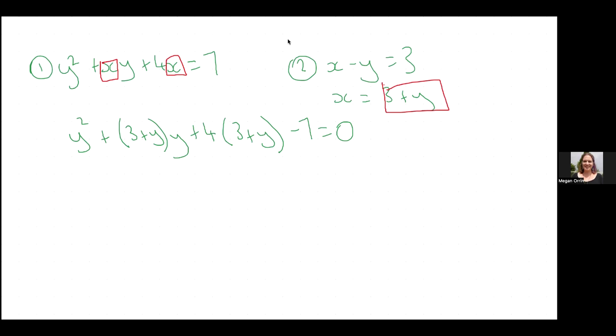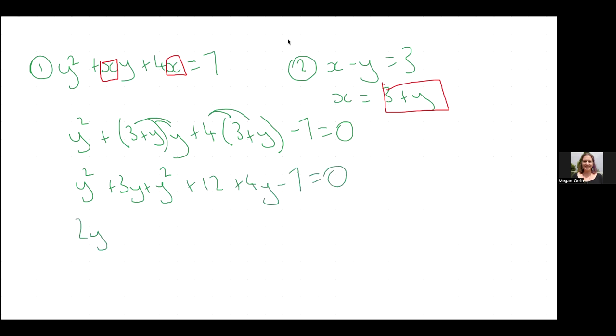So I've got y squared, distribute. 3y plus y squared, minus 7. So that brings you to y squared plus 7y plus 5. All right. Now, this is something we can factor.